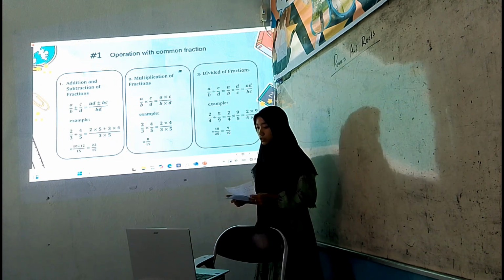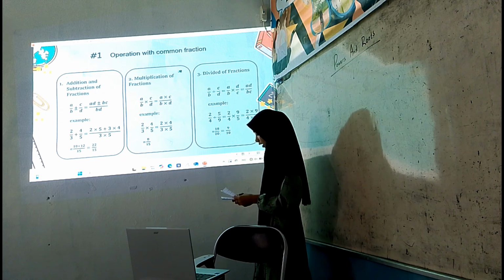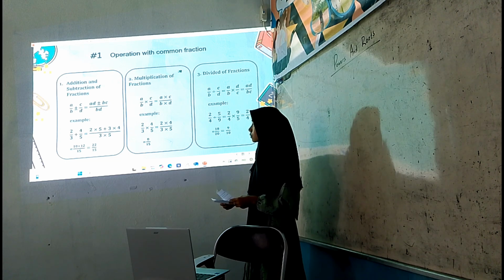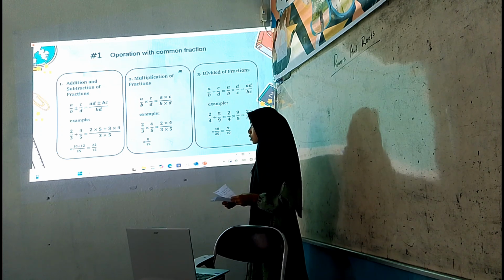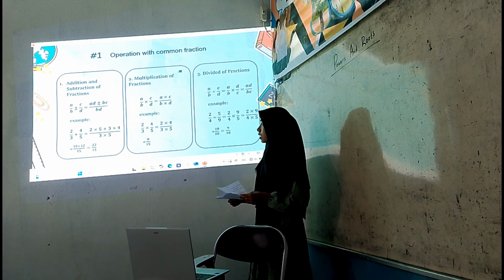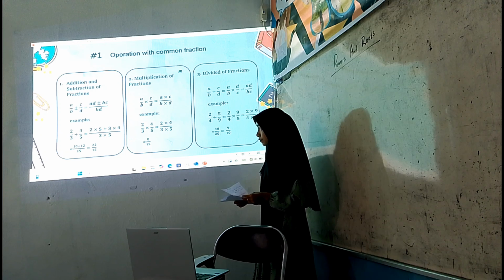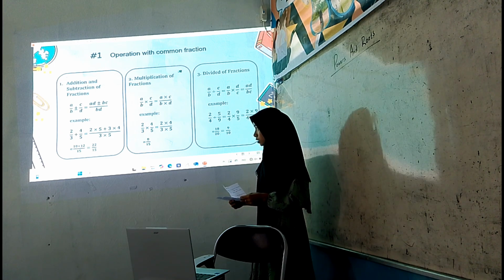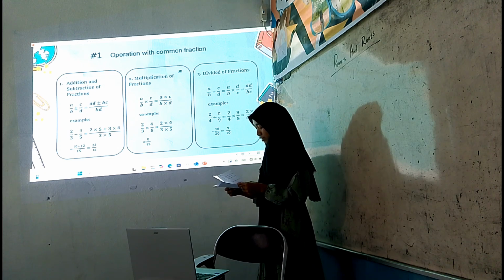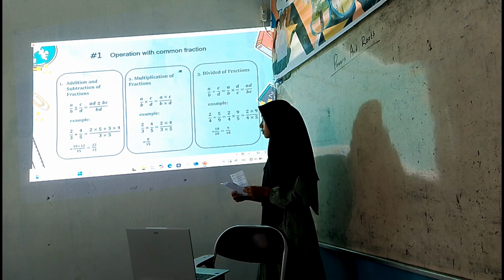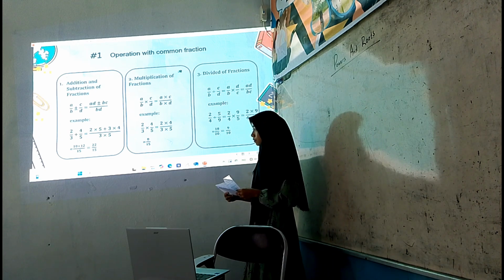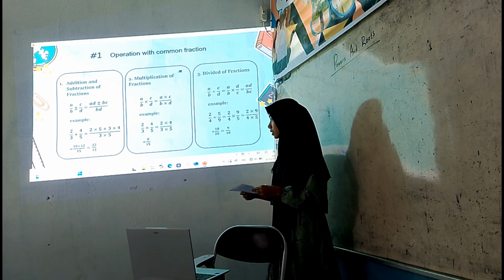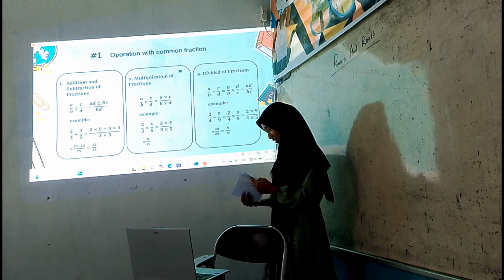Okay, next, operation with common fraction. The first, addition and subtraction of fraction, with the formula A/B plus or minus C/D equals (A times D) plus or minus (B times C) all over B times D. Example, 2/3 plus 4/5 equals (2 times 5 plus 3 times 4) all over 3 times 5, equals (10 plus 12) over 15.